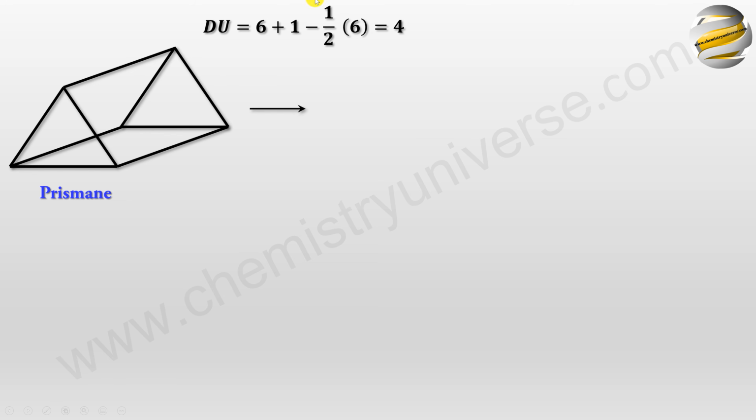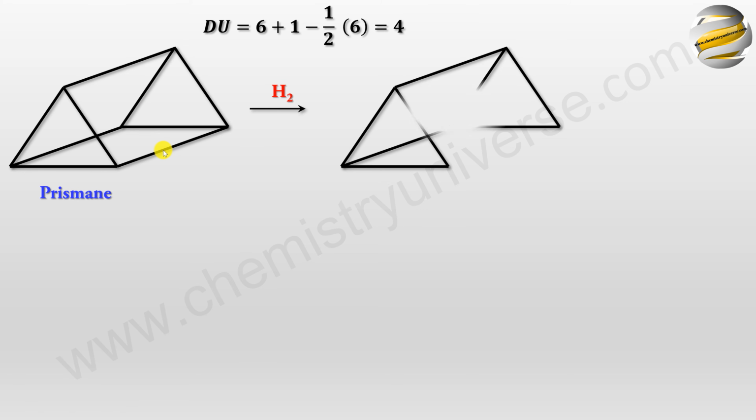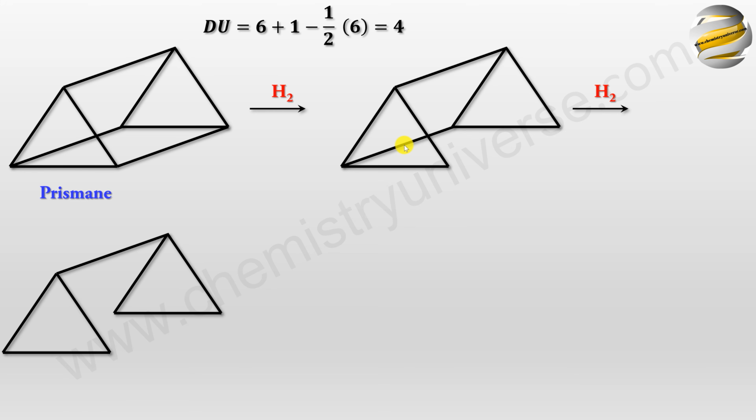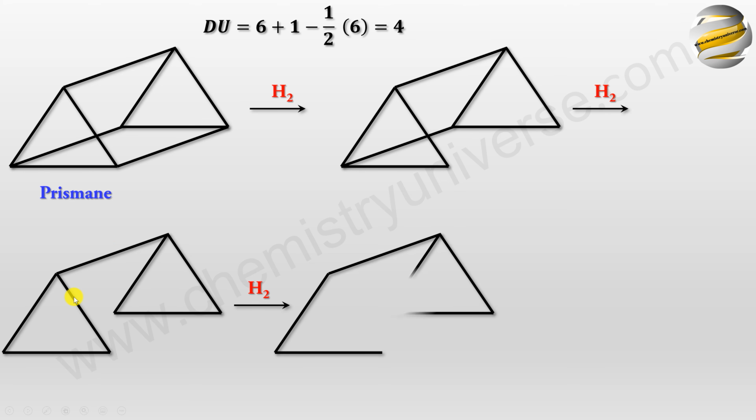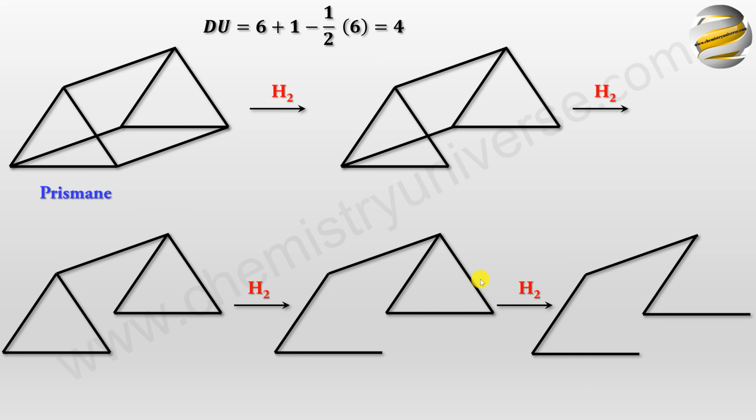I add this H2. Let's break first this bond. Then I add one more H2. Then I break this bond. Add one more H2. Now I'm not going to break this bond, I need one single compound, okay? So I'm going to break this bond. Add one more H2. Now you know what I need to get a single one. I can break this bond or this bond, whichever. So I add one H2. Let's say I break this bond and I get a single molecule open chain saturated compound.